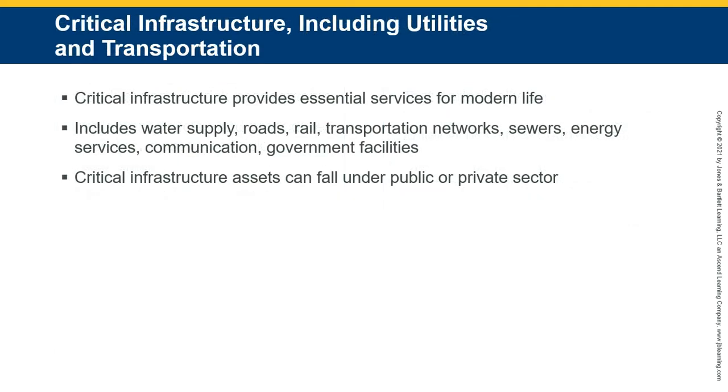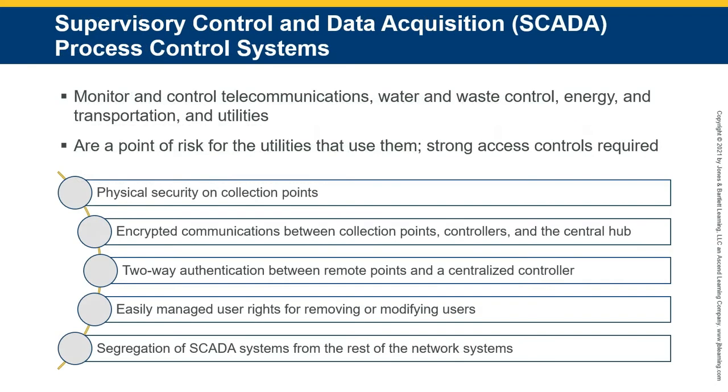Critical infrastructures include utilities and transportation. Critical infrastructure provides essential services for modern life. It includes water supplies, roads, rail, transportation networks, sewers, engineering, energy services, communication, and government facilities. Critical infrastructures fall under the public or private sector.